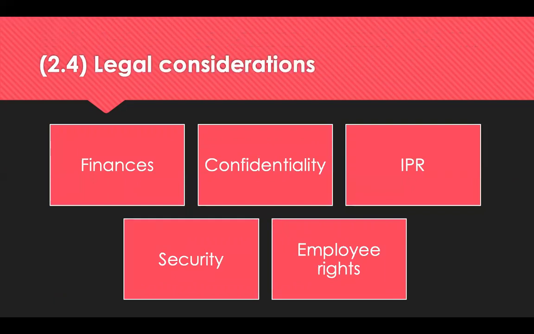We're now going to look at the legal considerations such as finance, confidentiality, intellectual property, security, and employee rights. We've touched briefly on legal considerations regarding termination, such as frustration, but the buyer should also be aware of any financial requirements related to termination in the terms and conditions of the contract. There could be some rights regarding confidentiality and intellectual property, security of data, and employee rights, which are covered by the Transfer of Undertakings for the Protection of Employment, often abbreviated to TUPE.